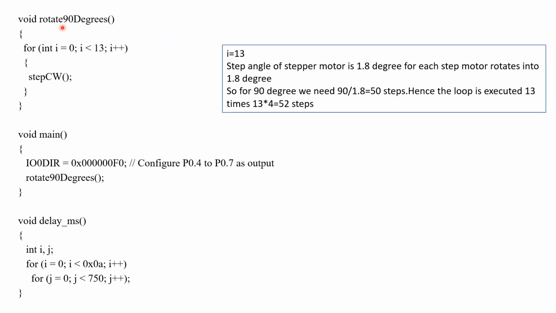Here, the stepper motor we are going to rotate up to 90 degrees. For this you can use a for loop. In this for loop, I is equal to 0, that is, initially we are going to make this variable 0, then I is less than 13, I plus plus.